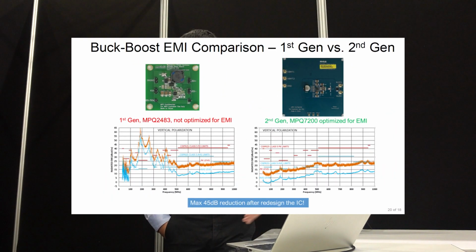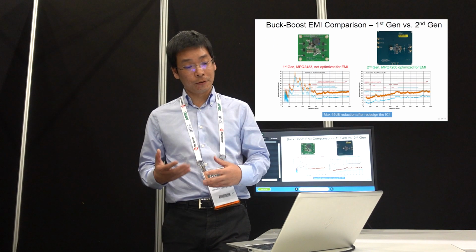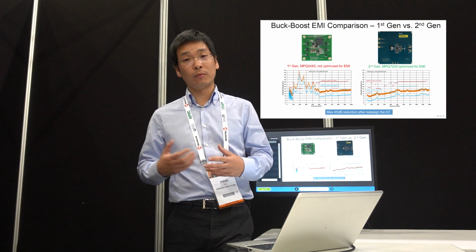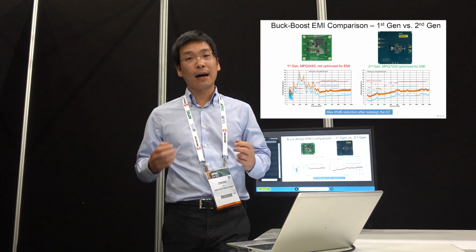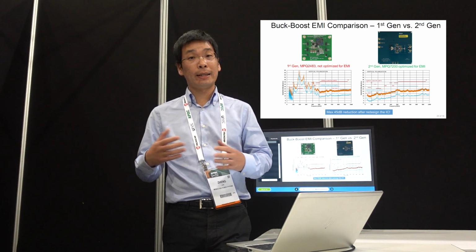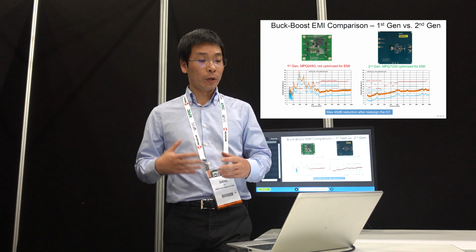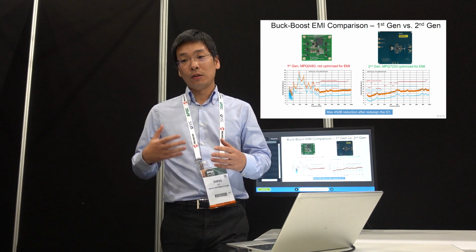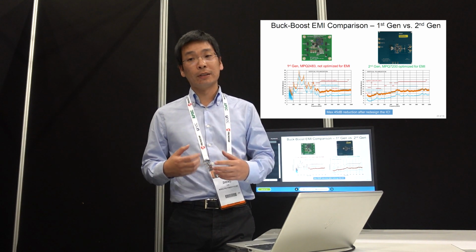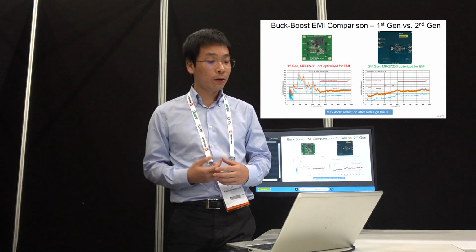And finally, combining all those results together, we can now see the radiated EMI improvement between the first generation and the second generation is huge, right? It's more than 45 dB reduction in the EMI noise. And hopefully this gives you a taste of how we use this model to really design for EMI. It's not a trial-and-error process anymore, and we can predict and know the result before we even tape out our IC or our PCB.